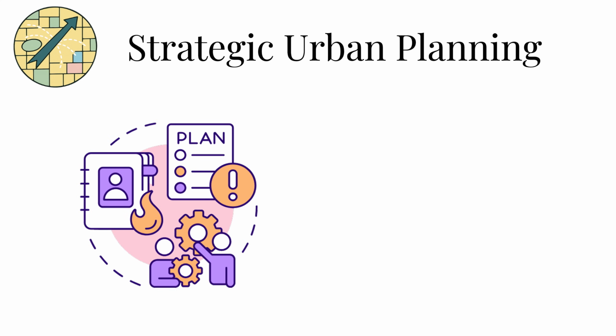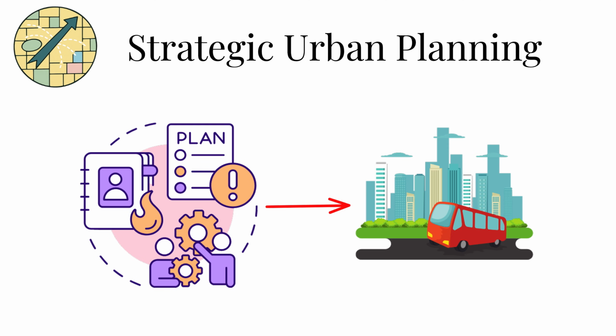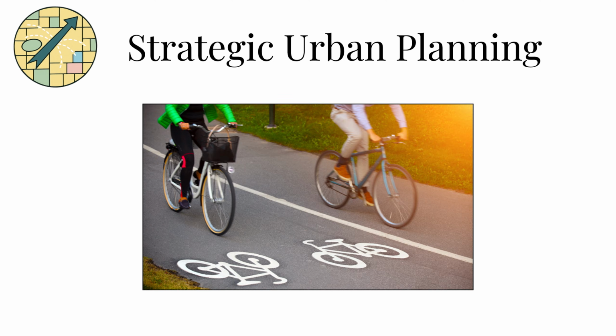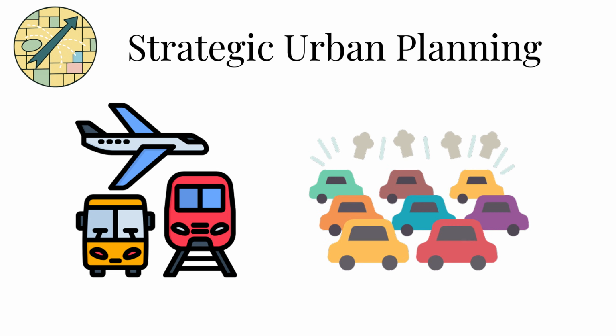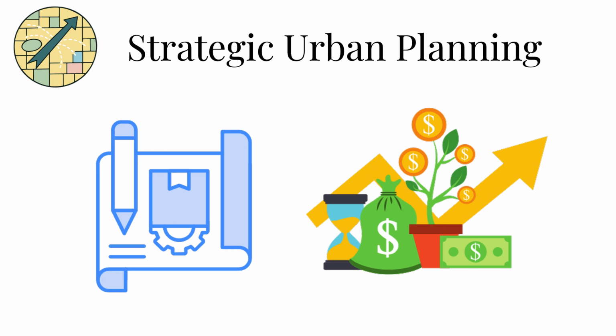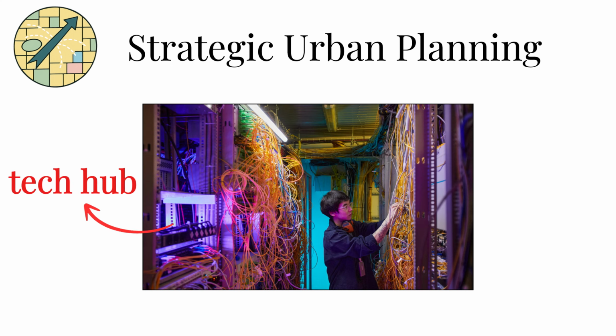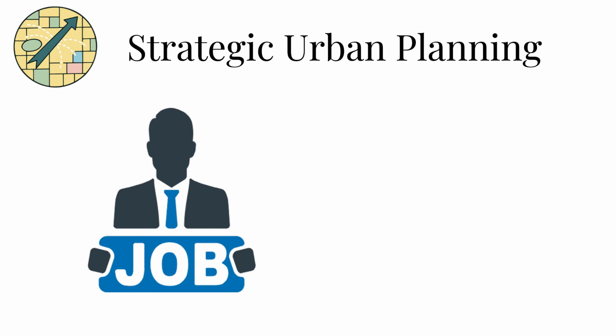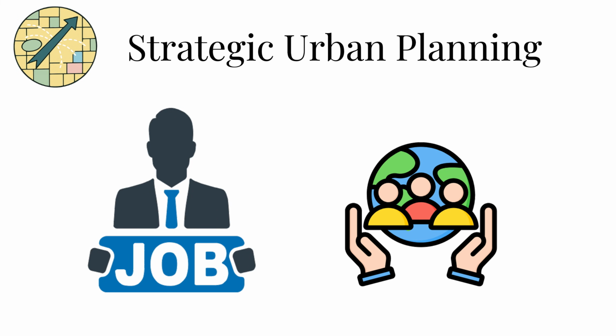For example, a strategic plan might include an initiative to expand public transit and build more bike lanes if the goal is to ease transportation and reduce traffic. Another example is setting a strategy for economic growth. The city might plan to develop a tech hub or arts district to create jobs and culture.